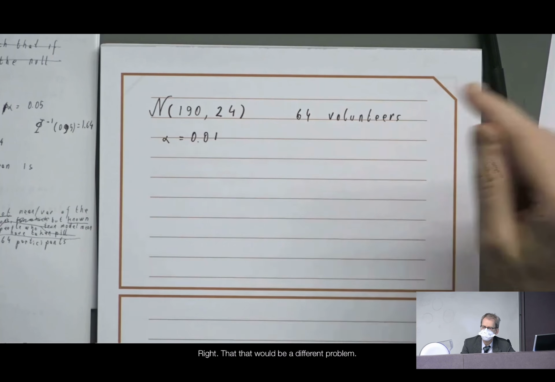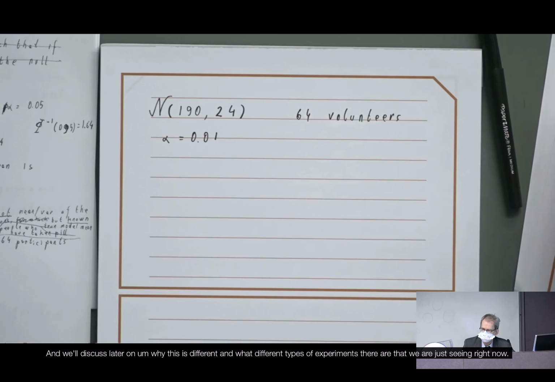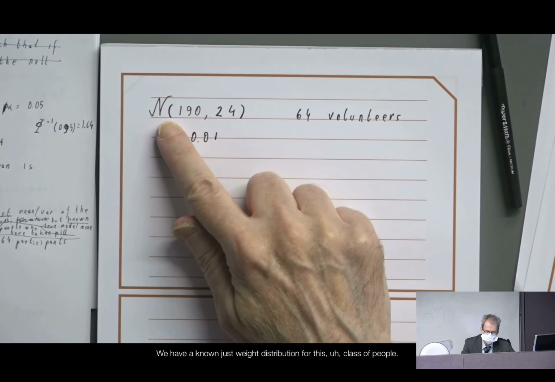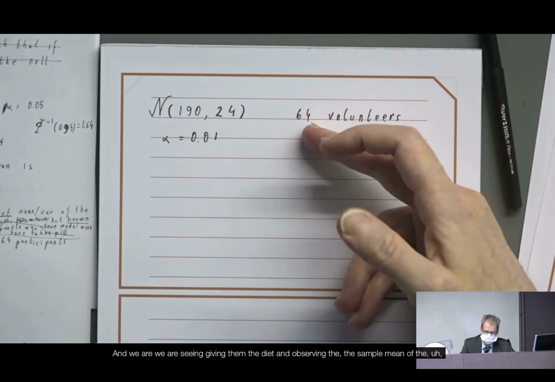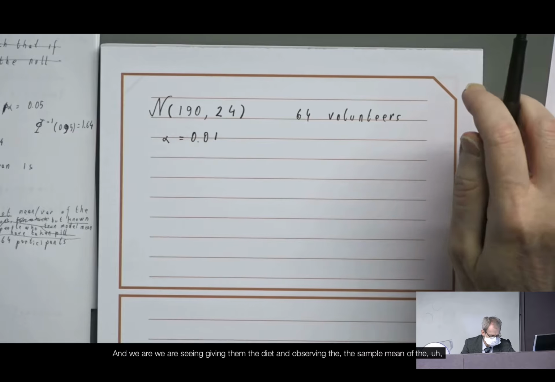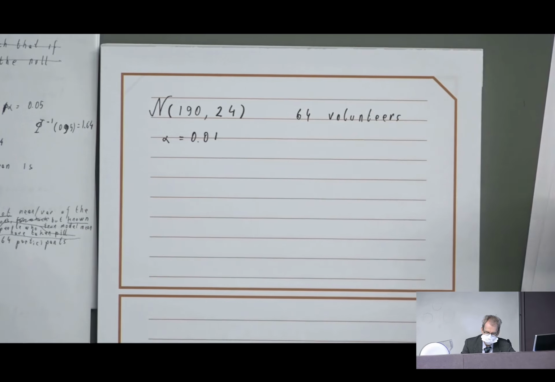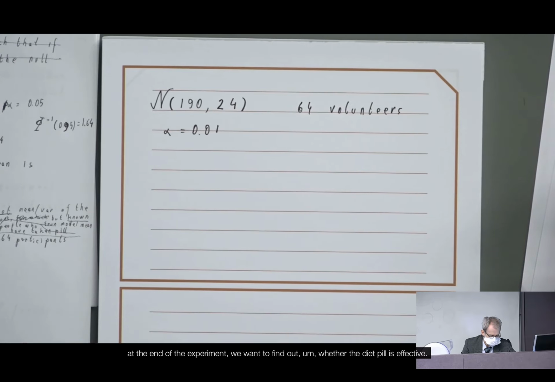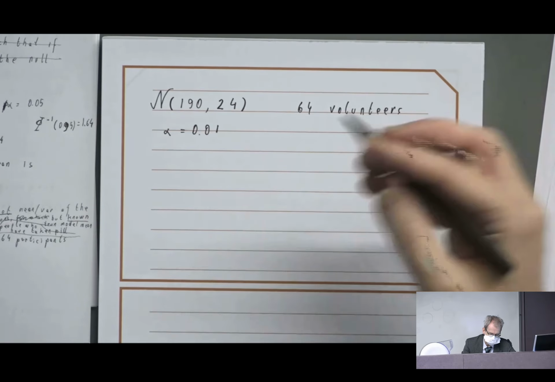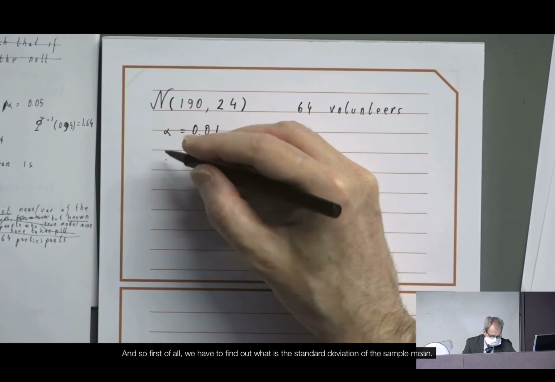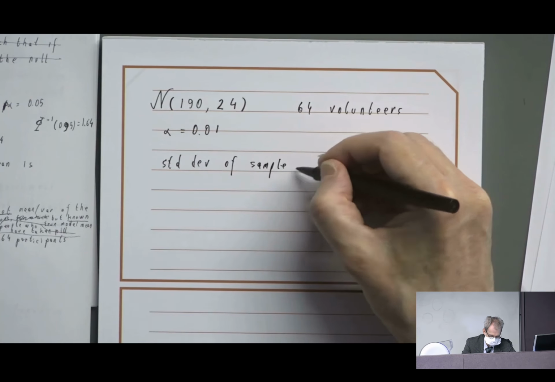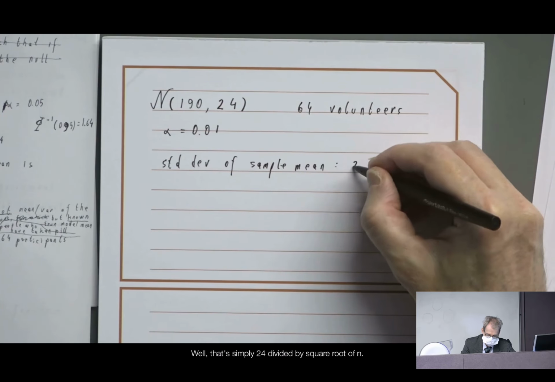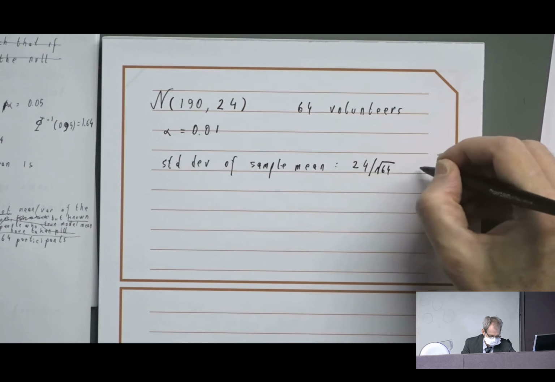That would be a different problem, and we'll discuss later on why this is different and what different types of experiments there are. We're just saying right now we have a known weight distribution for this class of people, and we're saying giving them the diet pill and observing the sample mean at the end of the experiment, we want to find out whether the diet pill is effective. So first of all, we have to find out what is the standard deviation of the sample mean. Well, that's simply 24 divided by the square root of n, and so that is 3.